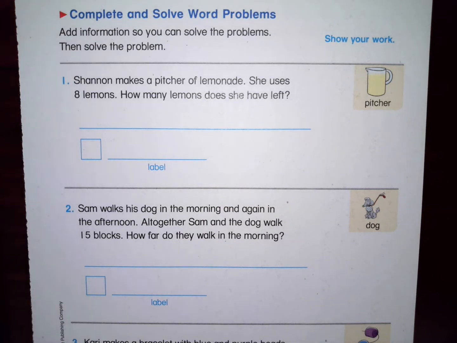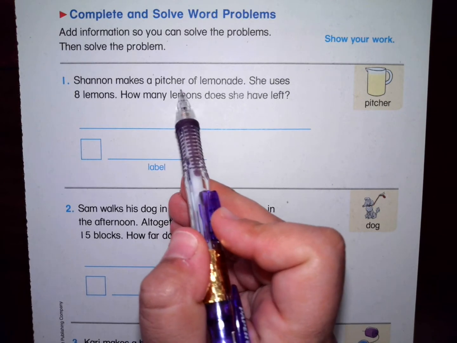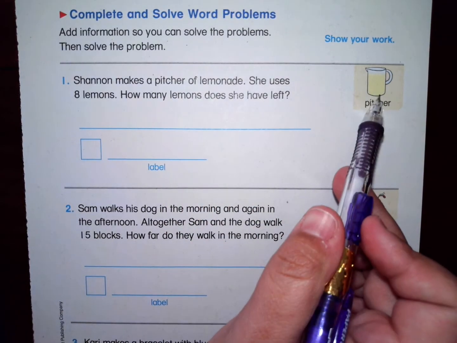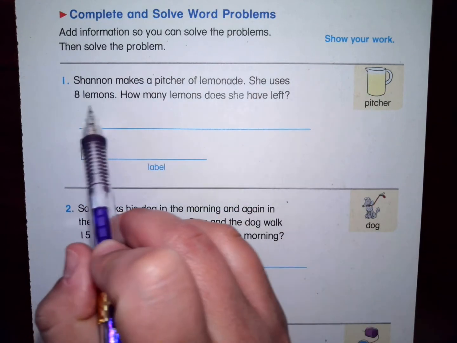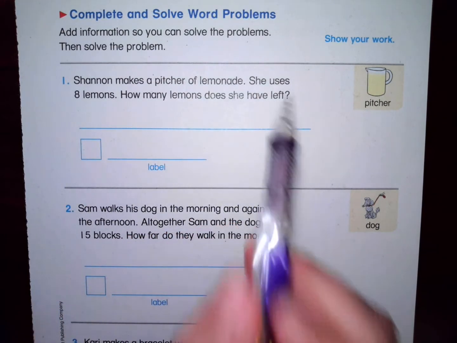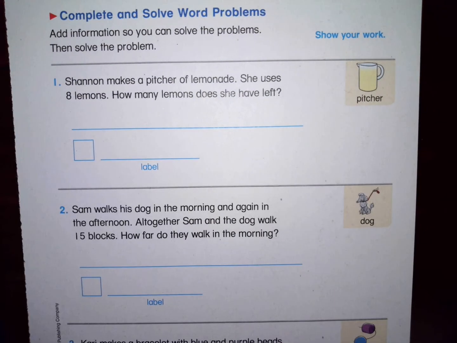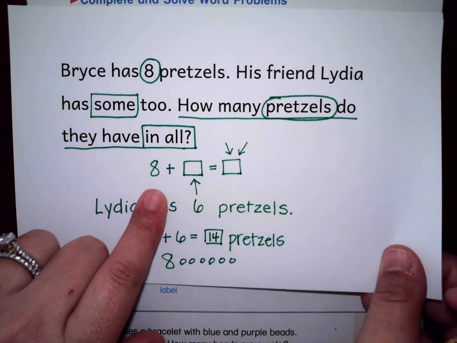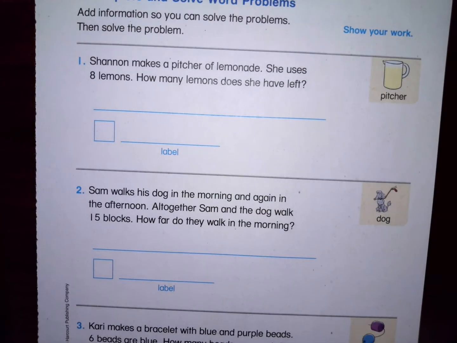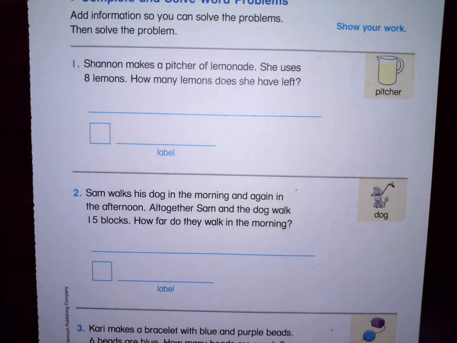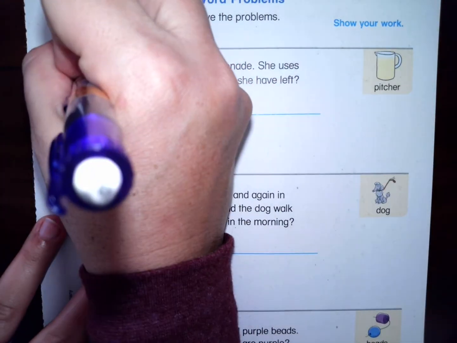All right, you guys ready? Let's get started. It says, Shannon makes a pitcher of lemonade. There's a picture of your pitcher. She uses 8 lemons. How many lemons does she have left? So first we're going to write that equation with 2 boxes. Remember how we did with Bryce and Lydia? We wrote our equation with 2 boxes. That way we can figure out which one we're actually trying to solve. So let's use our cube strategy to understand this problem. First, I'm going to circle my numbers. I see the number 8.